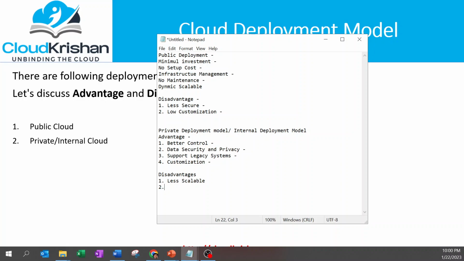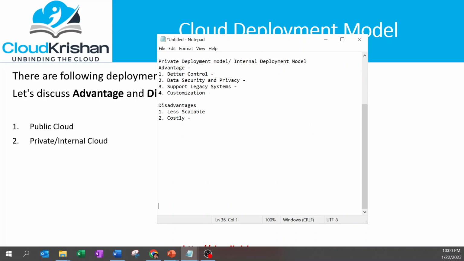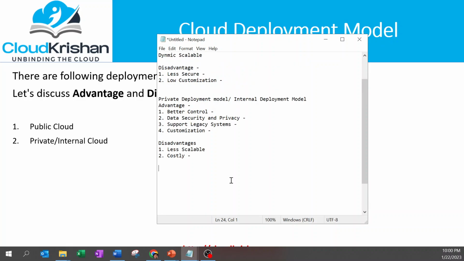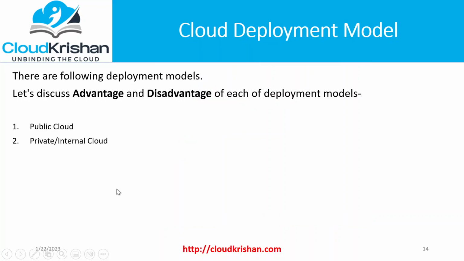And the second disadvantage we can consider is cost. Why is it costly? Because you set it up for your own organization only, right? You don't share it with anybody. There's no sharing of the resources. In a private cloud, resources are not shared, whether they are being used or not, it does not matter, because you always set it up based upon your highest load. Okay, so that's all about private or internal cloud.